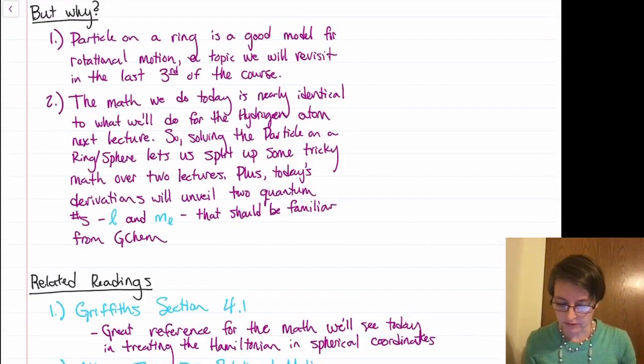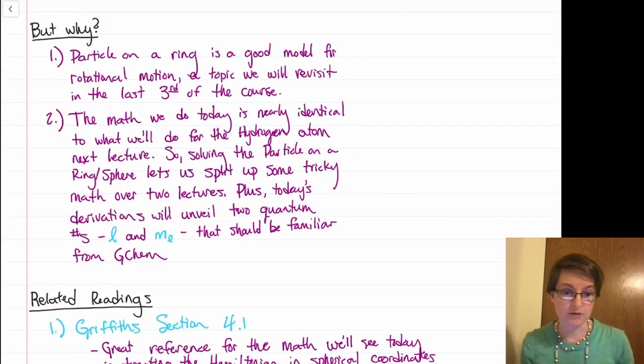One, the particle on a ring is a really good model for rotational motion. In the last third of the semester, we're going to talk about rotational spectroscopy. And to do that, we're going to have to resolve the rotational motion problem as it's related to the rotational motion of different small molecules that we might be interested in. So if we solve for the particle on a ring now, it's really going to help us give some insight into what that'll look like in the last third of the course.